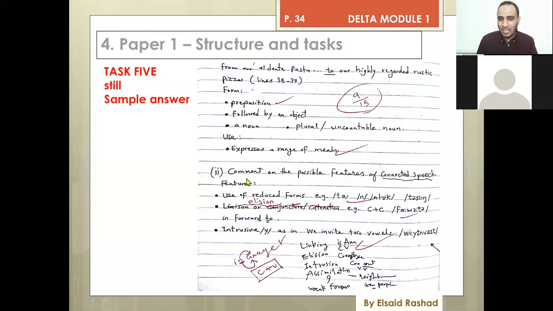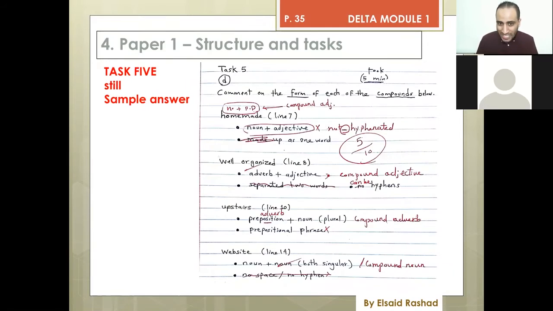And then the pronunciation, the connected speech features. I wrote about reduced forms. I wrote about elision. Actually, I didn't write about elision. I wrote catenation. It was not catenation. It was elision. So I made a mistake here. And I wrote one more point about intrusive. Intrusive, yeah. So that's the one. In this one, I got 9 out of 15. It's not a very good mark, but it's very good in the very beginning if you're doing a mock exam.